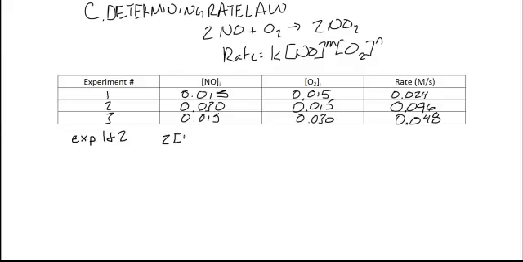Alright, so we doubled our concentration of NO. And what did that do to our rate? Well, if we take 0.096 and divide it by 0.024, we're going to see that that's 4 times the rate. So 2 raised to what power equals 4? And so 2 raised to m equals 4. So what is m? M must be 2, or we're going to say that our order of NO is second order.